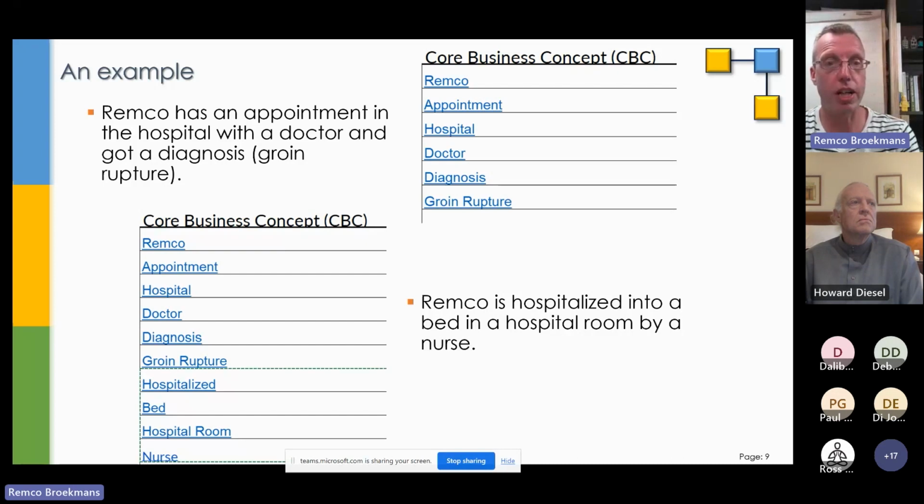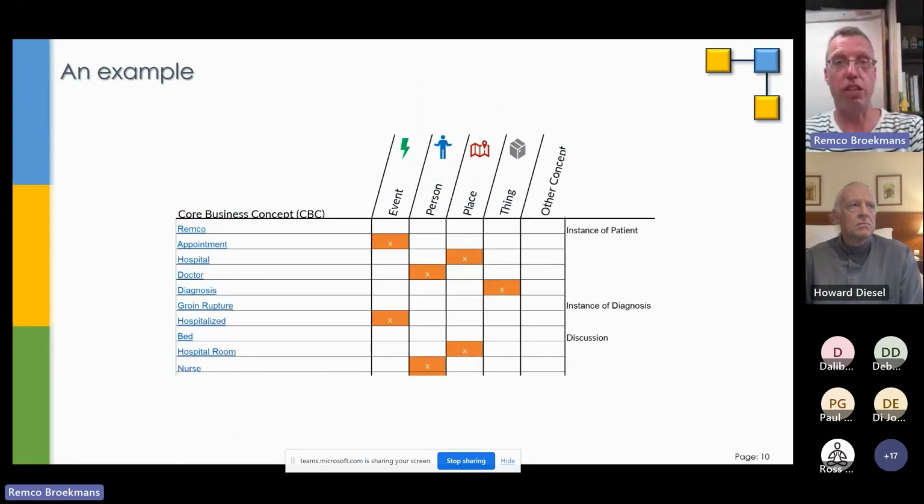And now I think this is where Howard came up to me saying, "Hey, Remco, you are doing the same stuff I would do when I'm abstracting or generalizing." Because for each of the terms given, you ask: what is it? Is it an event, a person, a place, a thing, or another concept? This is what I do with people in the organization. Let's move forward: for every term used, is it an event, a person, a place, a thing, or another concept?